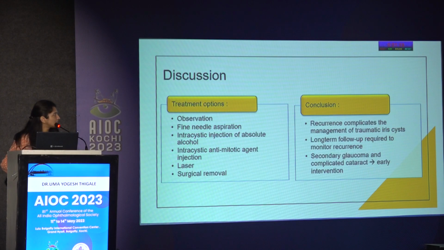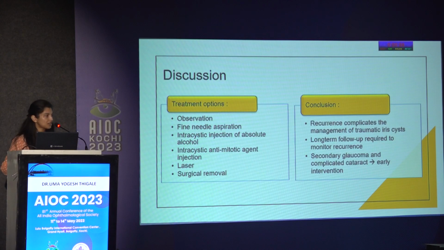So for iris cyst, the treatment options available are: we can either observe if it is not causing any complications like glaucoma or decrease in visual acuity, or we can go ahead with fine needle aspiration, intracystic injection of absolute alcohol, intracystic antimitotic agent injection, laser, or surgical removal.